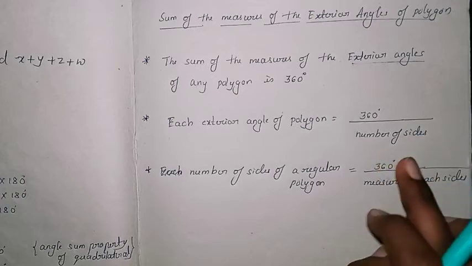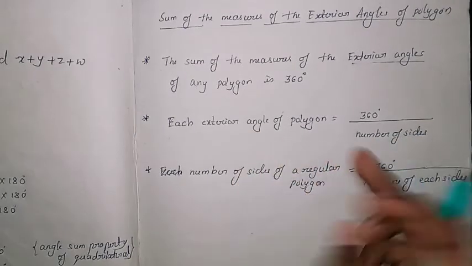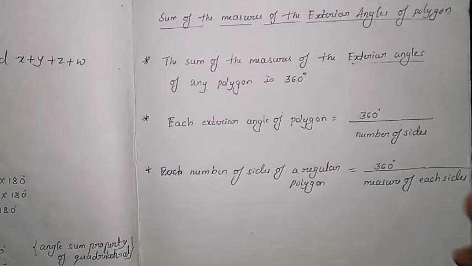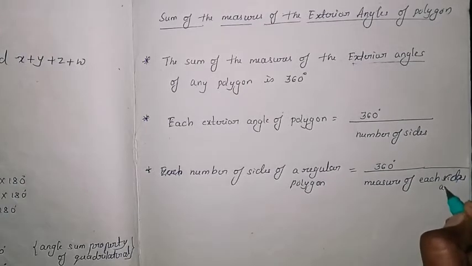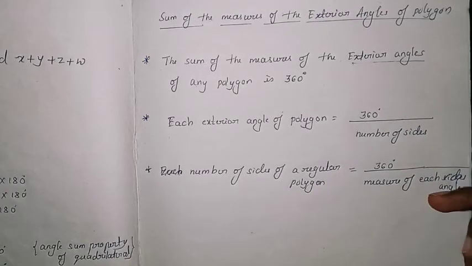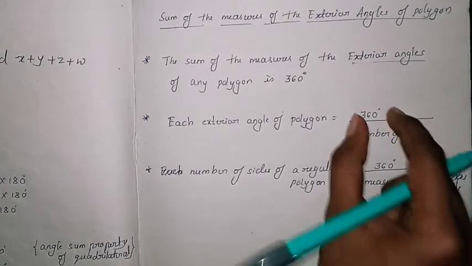If the number of sides is given, you have to find the angle, so you divide 360 by the number of sides. This is not the measure of each side, sorry, it is the angle. If the angle is given, you have to find the number of sides, which means you divide 360 by the angle. So just remember this 360.